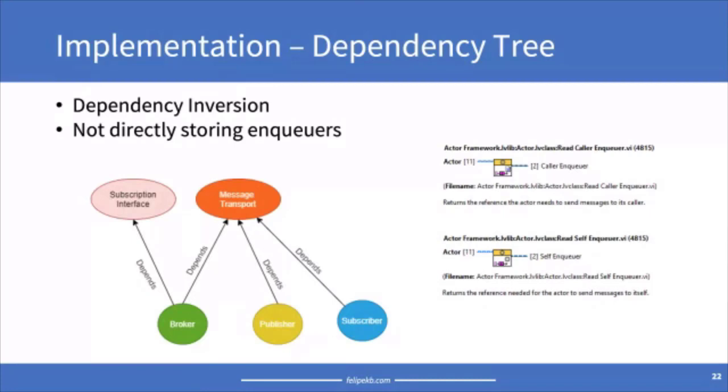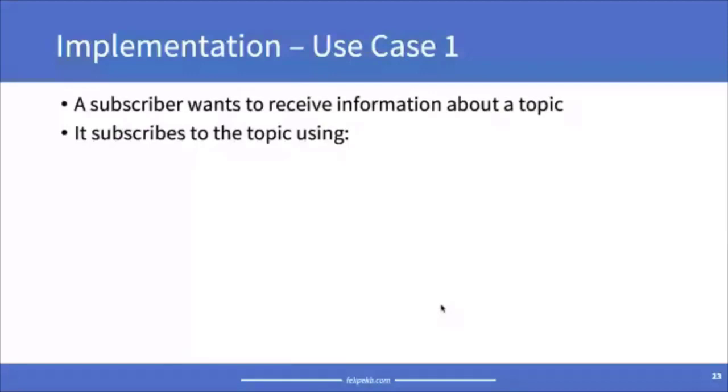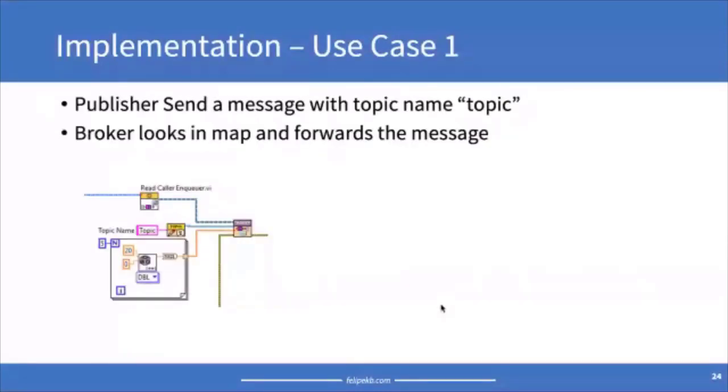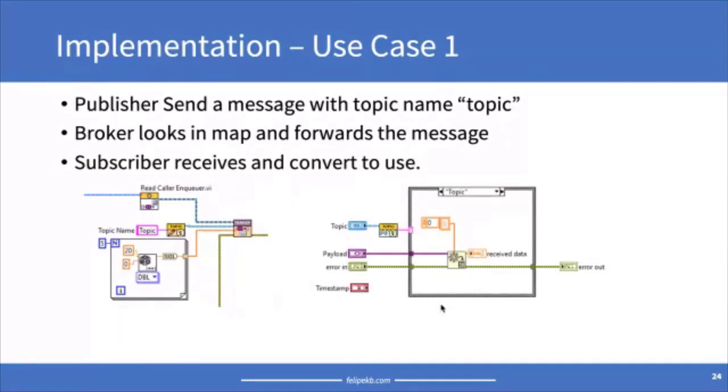I'll talk about use case one. The subscriber wants to receive information about a topic. It subscribes to a topic during the launch or during runtime using the send method. The same applies for unsubscribing. The second use case is the publisher sends a message with the name of the topic that the subscriber has subscribed to before, and sends an array of data. The broker looks in the map and forwards the message to the subscriber, where in the receive message transport method, it converts to use. Both of them must agree on the data type only and not actually on the caller or the other actor.